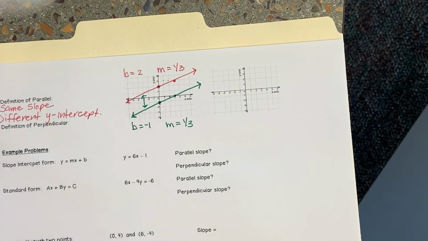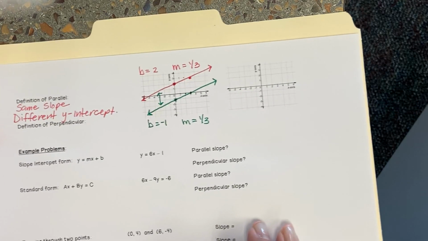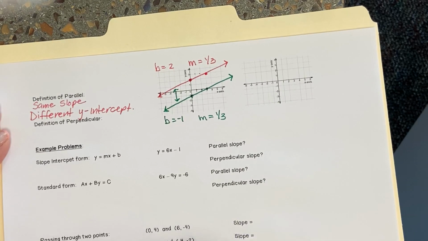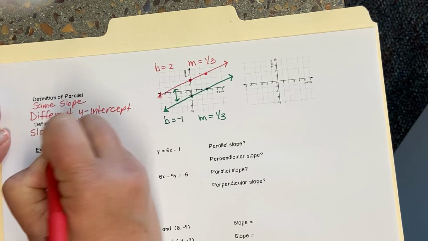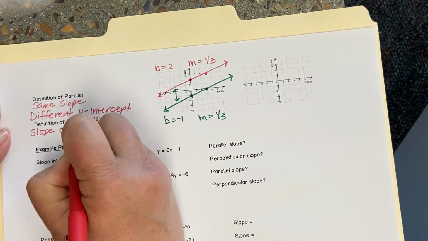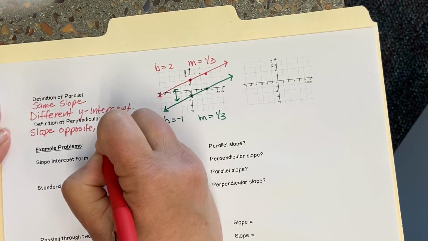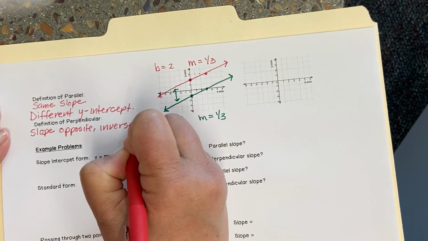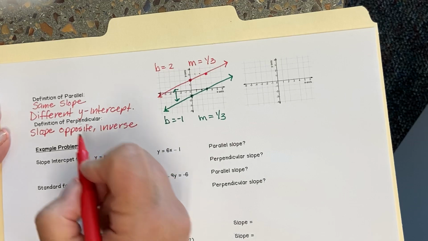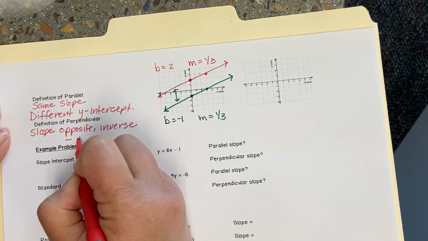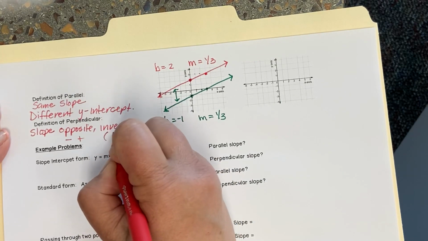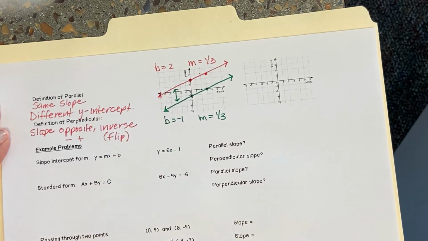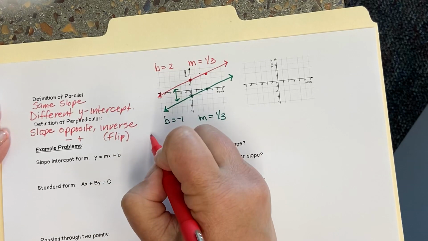Okay. Now let's talk about perpendicular. Hopefully you remember this. Two perpendicular lines, the slope is the opposite inverse. So opposite means if it starts out negative, you're going to change it to a positive. Or if it starts out positive, you're going to change it to a negative. Inverse means you're going to flip it. So here would be some examples.